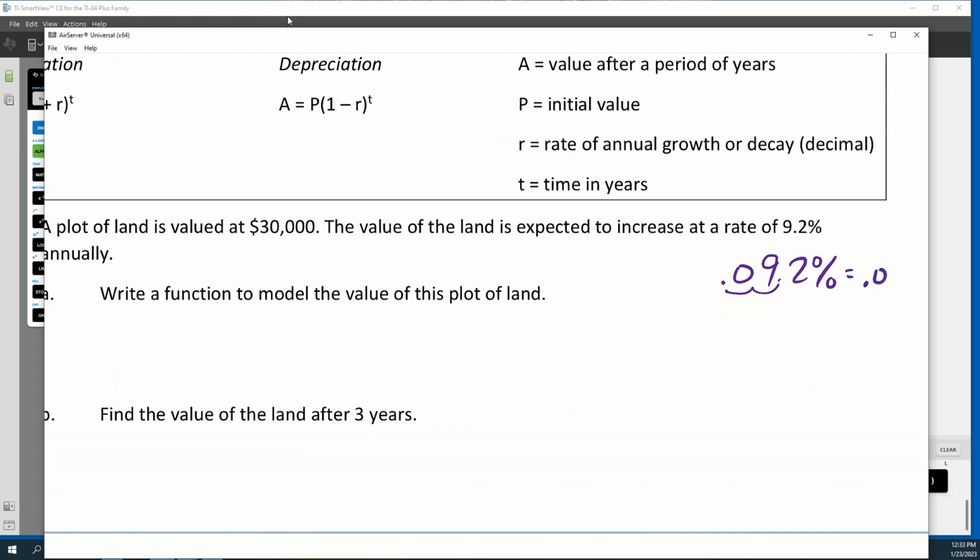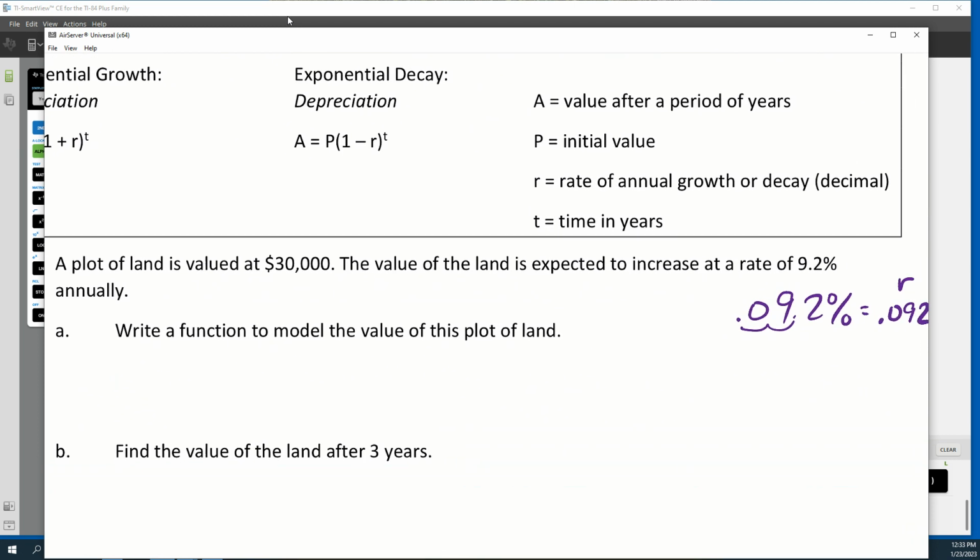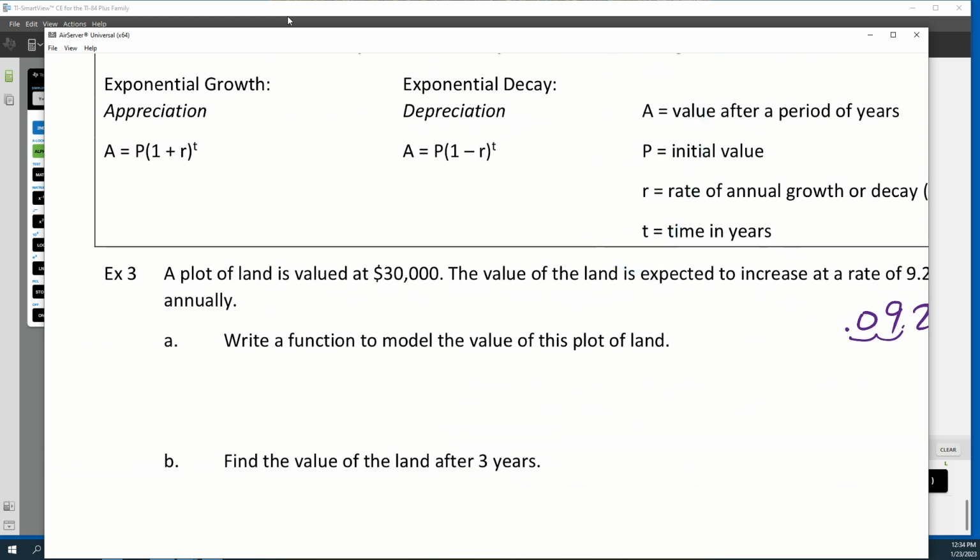So 9.2% is 0.092 as a decimal. These formulas don't work with percentages. They only work with decimals. Okay, so that's going to be R, 0.092. What about this $30,000? What do you guys think that's going to be? Like what letter up there? It's going to be P. The initial amount is $30,000.